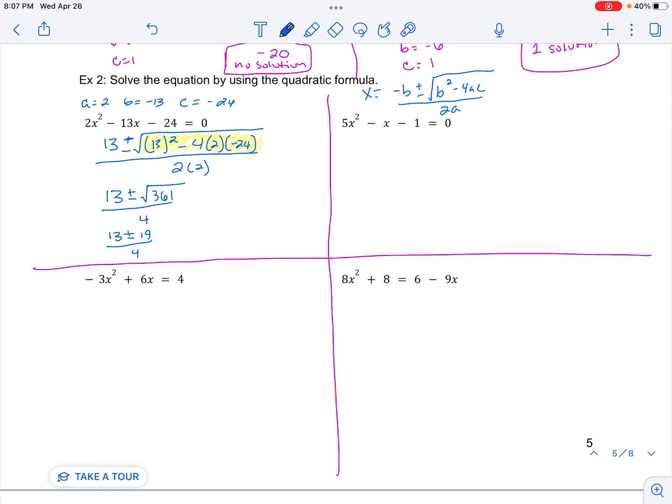Now here's the deal. Kind of like what we had in the last section, when you do not have a radical, we have to split to solve. So sorry, I don't have room here, so I got to go this way. So I've got 13 plus 19 over 4 and 13 minus 19 over 4. And I need to calculate both of those. Once again, you can use your calculator. Just type it in and it's going to make your life so much easier.